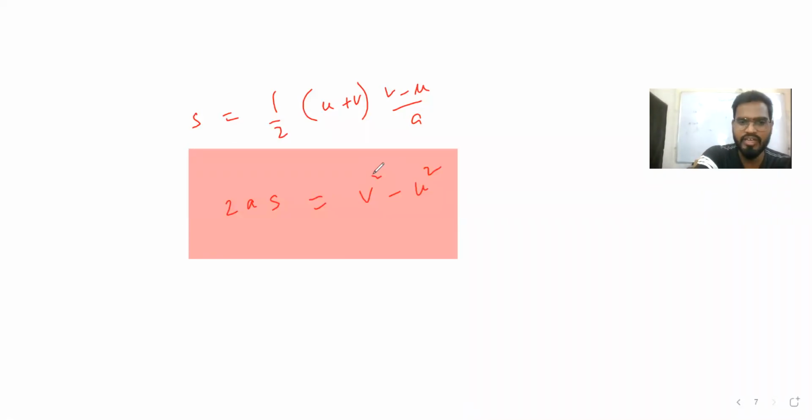Anyway, you got the answer, right? So these are the ways by which we can derive it by graphical way. Now we are going to see uniform circular motion. What are we going to see now? Uniform circular motion.